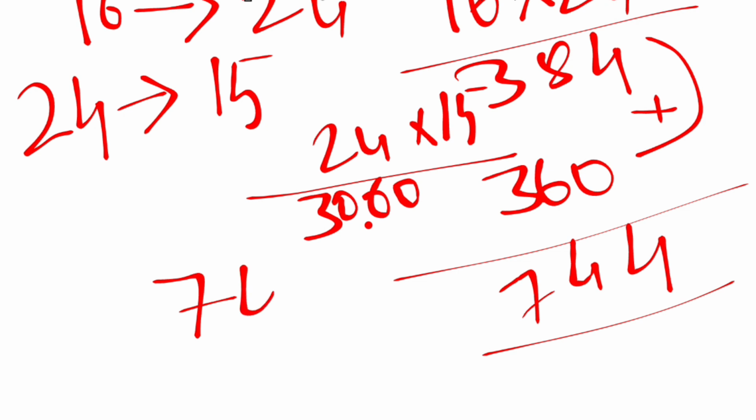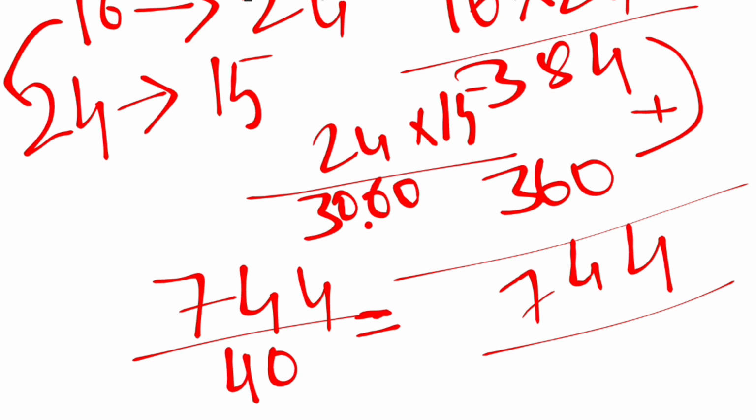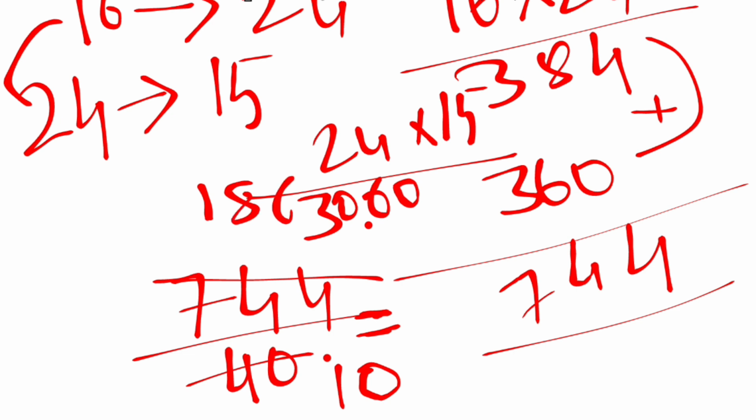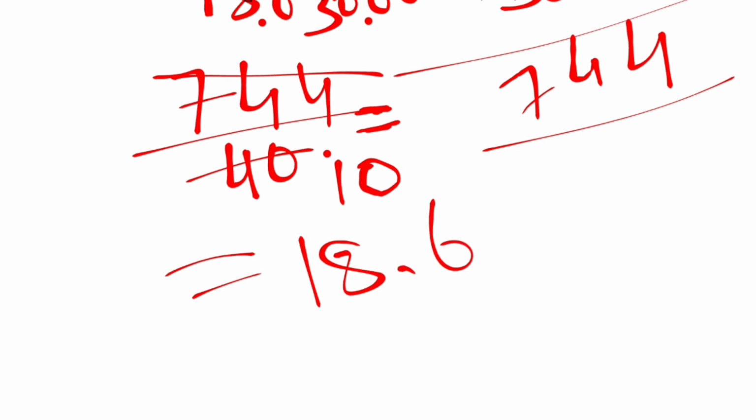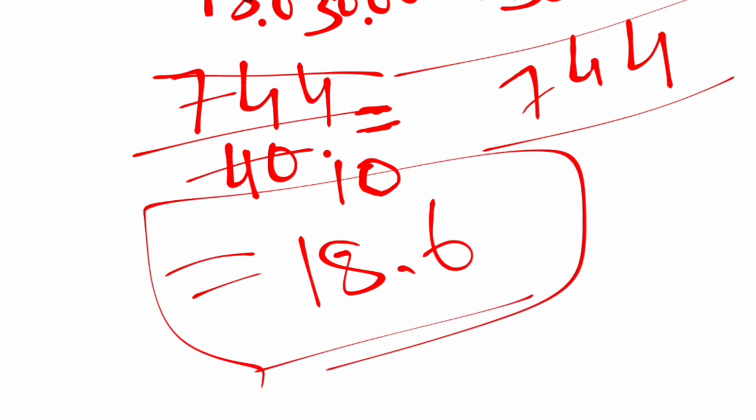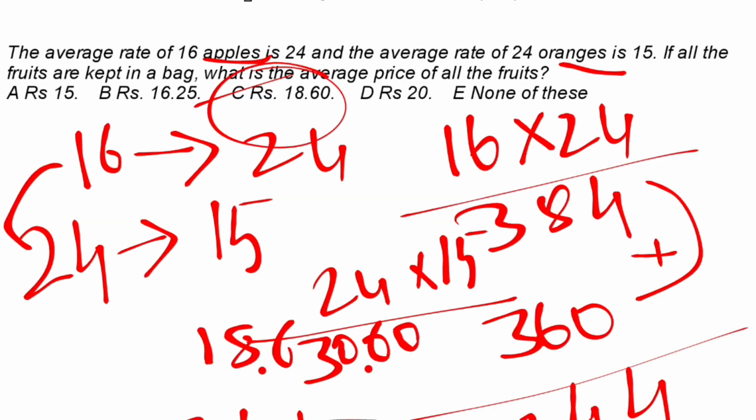744 divided by the total number of fruits: 16 apples plus 24 oranges is 40. Calculating 744 divided by 40, we get 18.6. The average price of all fruits is 18.6.